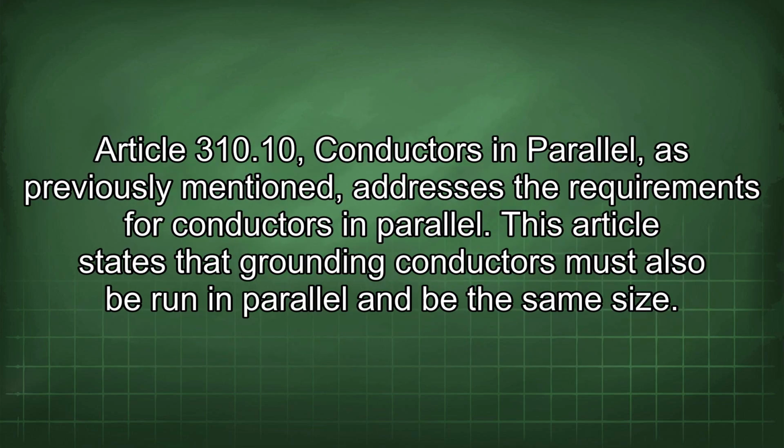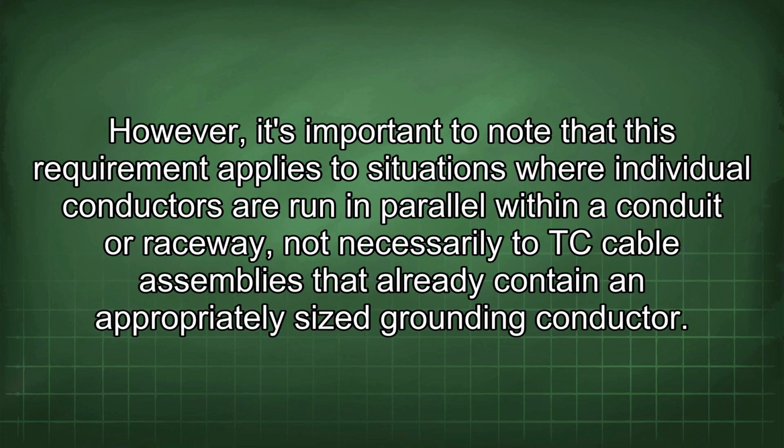Article 310.10, Conductors in Parallel, as previously mentioned, addresses the requirements for conductors in parallel. This article states that grounding conductors must also be run in parallel and be the same size. However, it's important to note that this requirement applies to situations where individual conductors are run in parallel within a conduit or raceway, not necessarily to TC cable assemblies that already contain an appropriately sized grounding conductor.